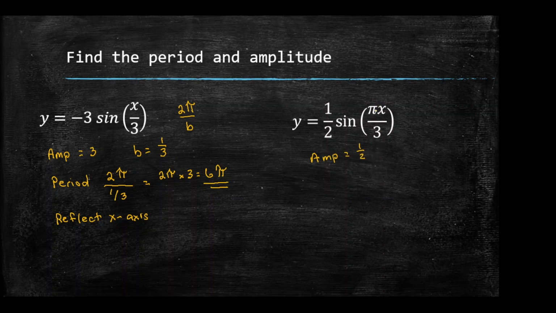And my B value is pi over 3, so my period is 2 pi divided by pi over 3, which one more time is 2 pi, if you will. If you want to write it out this way, it's 2 pi over 1 times 3 over pi. This is very common, so just get comfortable doing this. So the pi's cancel out, and you're left with a period of 6.